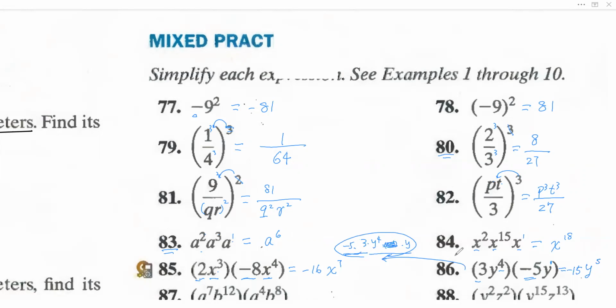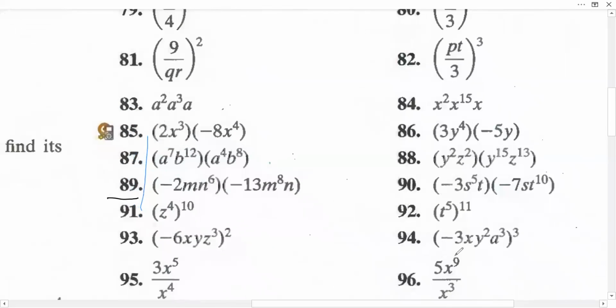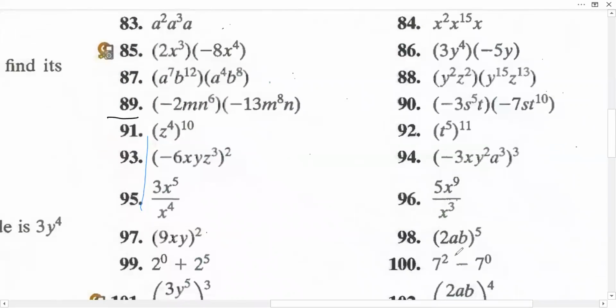Okay, let me clean the screen, move down a little bit more. Okay, so, all right, let's see 85. 85. So here, this part, coefficient part. So it became -16, right? x power 3 plus 4. So you got 7 here. Oh, we talked about this already, right?